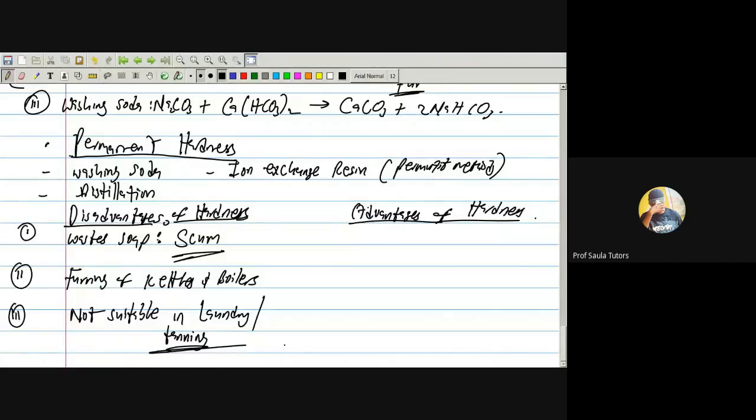Okay, good. So, what is the meaning of the word tanning? Tanning is the process we use to convert animal skin to leather. So, hard water is not applied here because of the production of scum. Now let's look at the advantages of hard water.